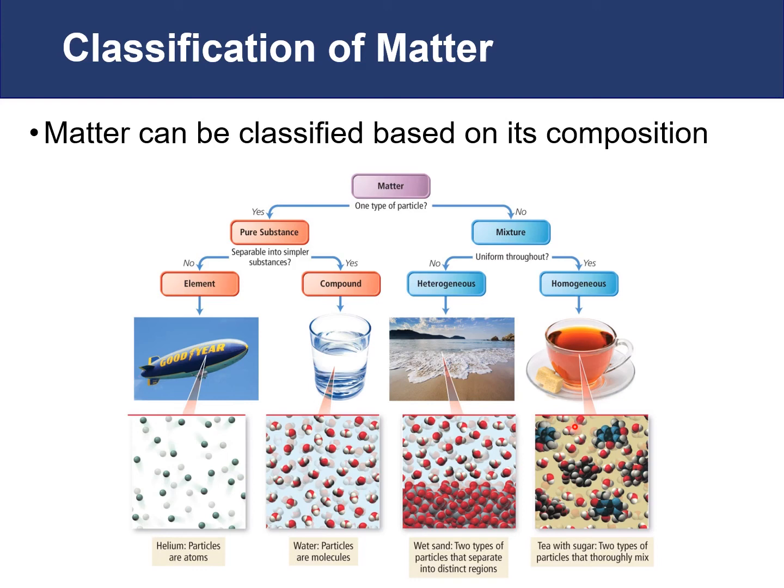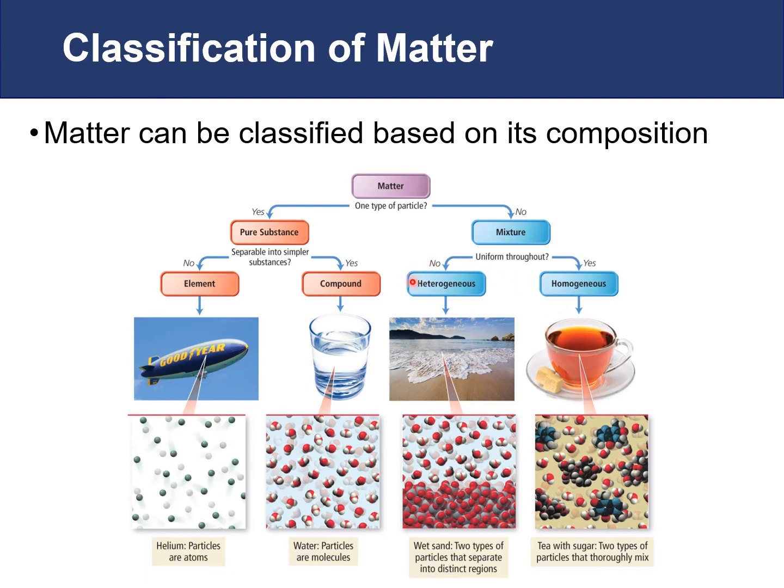So the key to a homogeneous mixture is that it is so well mixed that no matter where you pull your sample from, you will have the same composition. You will have the same ratio of the different subcomponents, water, sugar, and flavor compounds.